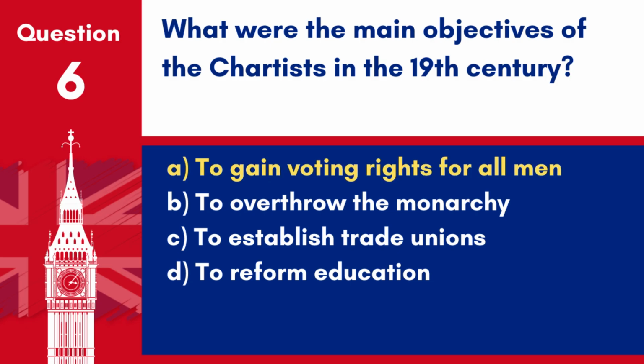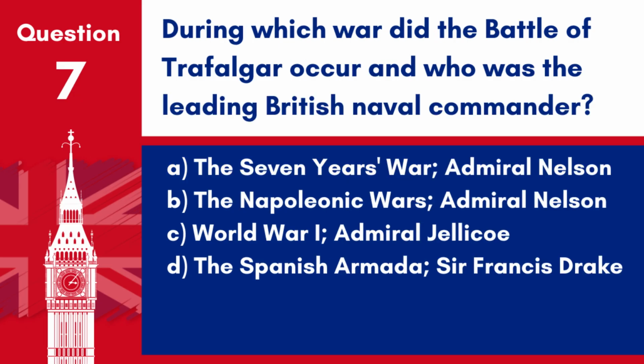Answer. A. To gain voting rights for all men. The Chartists were a working-class movement in the 19th century whose main objectives included gaining voting rights for all men among other political reforms.